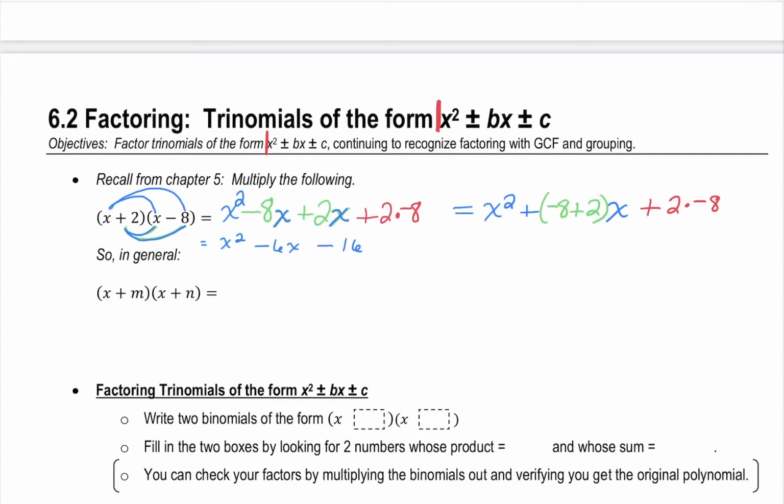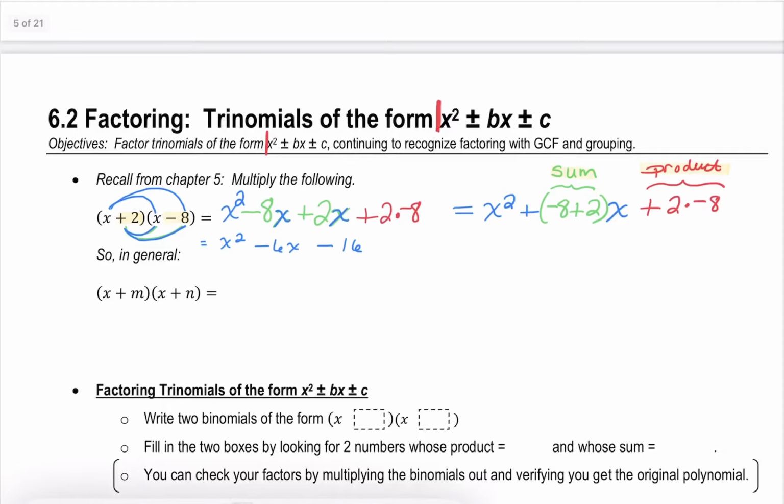But this is what I want you to observe, is that this x to the first power term was the sum of those two numbers, the 2 and the minus 8. And the last term came from the product of those two numbers, the 2 and the negative 8. So every time I'm talking about those two numbers, when we work backwards, these are going to be the two numbers that we have to work to find. And it is the sum of those two numbers that's the coefficient of the middle term, and the product of those two numbers that is the last term.